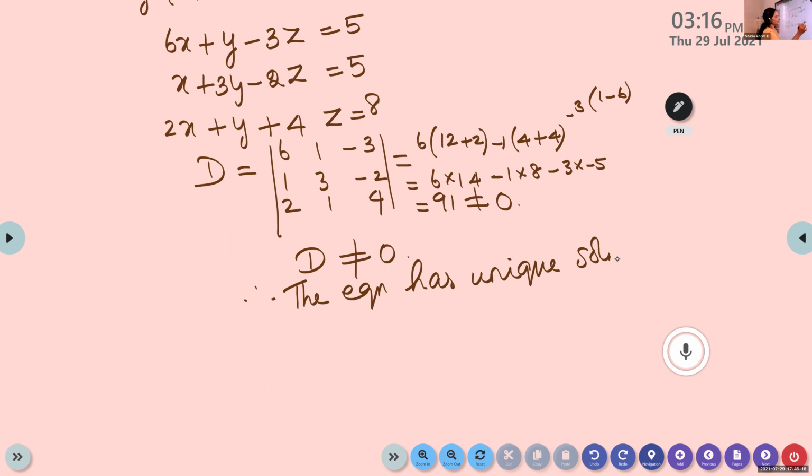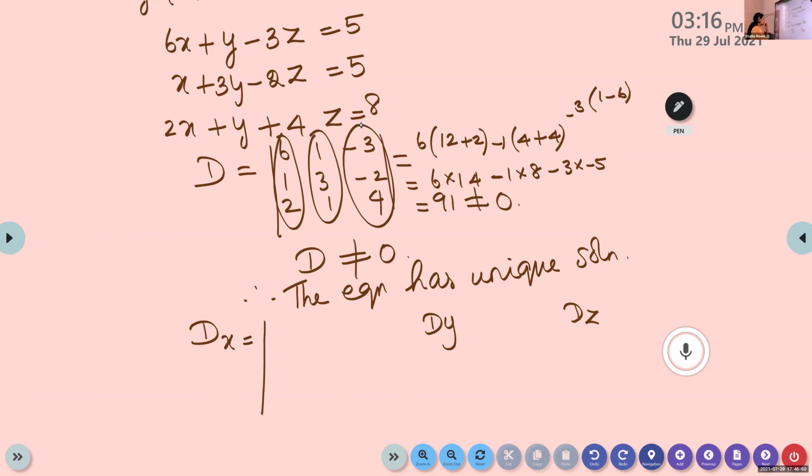For finding the solution, listen, children. All of you, listen. I'm finding the determinants Dx, Dy and Dz. What is Dx? In the determinant D, these are the coefficients of X, these are the coefficients of Y, these are the coefficients of Z.